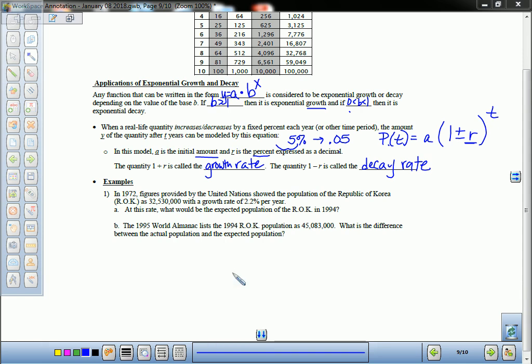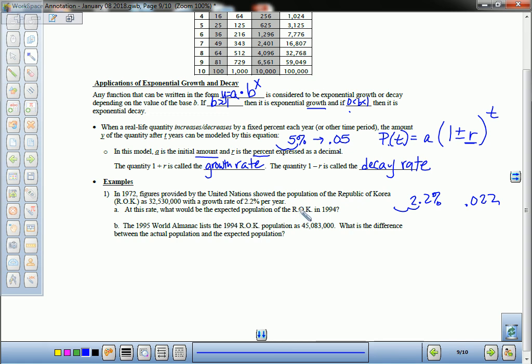Okay, so let's look at some examples that are similar to some you already did back in Algebra 1, but we probably don't remember. So let's pretend like we've never seen them. So in 1972, that was a great year. That was the year I was born. Figures provided by the UN showed that the population of the Republic of Korea was 32,530,000 with a growth rate of 2.2% per year. So for that rate, we're going to change that 2.2% to a decimal. Move it twice. So that is 0.022. At this rate, what would be the expected population in 1994?